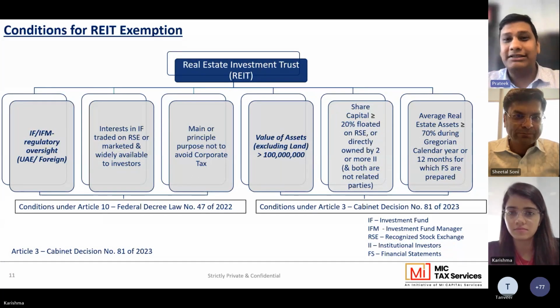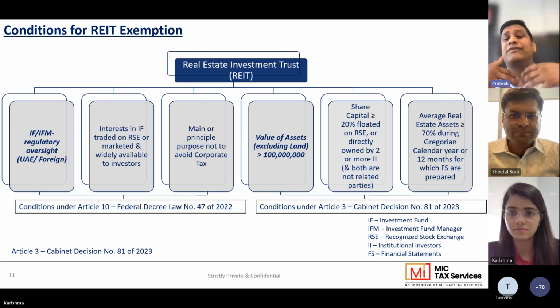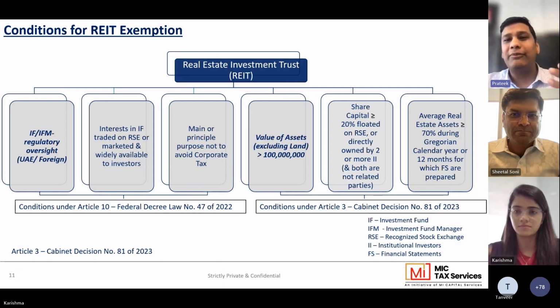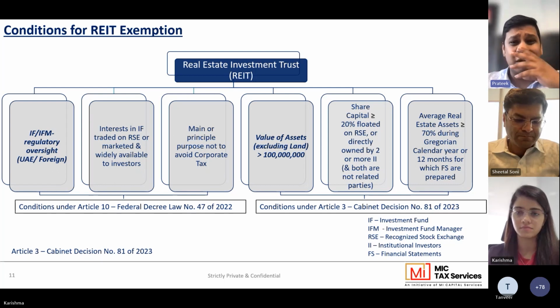So what are these conditions as mentioned in the Cabinet Decision? It says the value of the asset excluding land. The value of the total assets excluding land has to exceed 100 million dirhams. So generally a typical REIT has to be more than 100 million worth of assets excluding land. So it is very important. The share capital has to be greater than 20%, which is floated in the markets, or it has to be held by the institutional investors, two or more institutional investors. Now, what are institutional investors? Government bodies, banks, all of these people in large institutions, private equities are institutional players that have been defined.